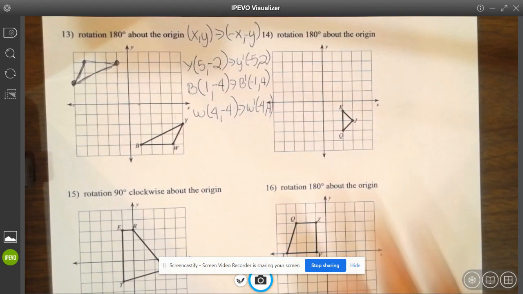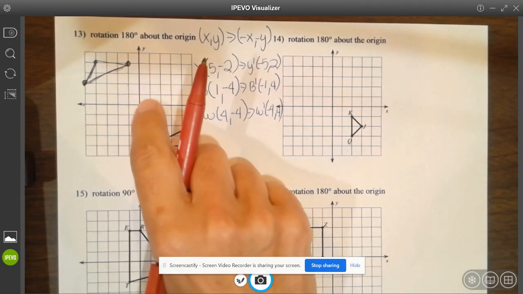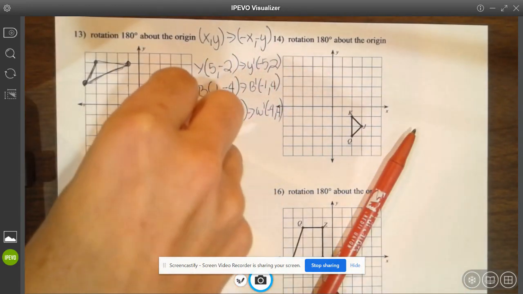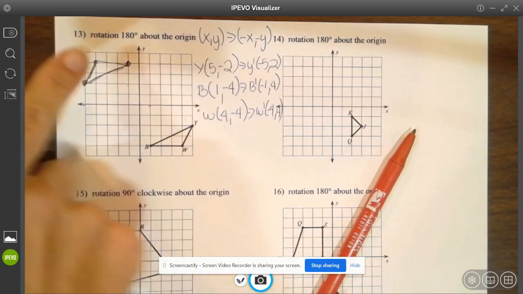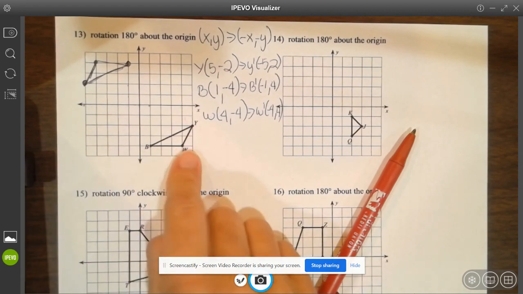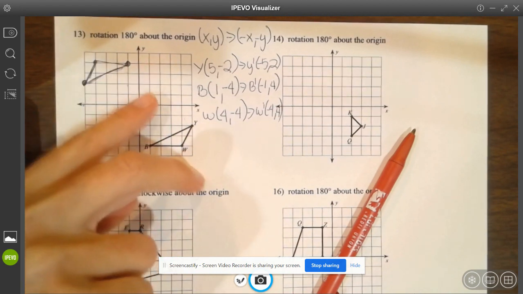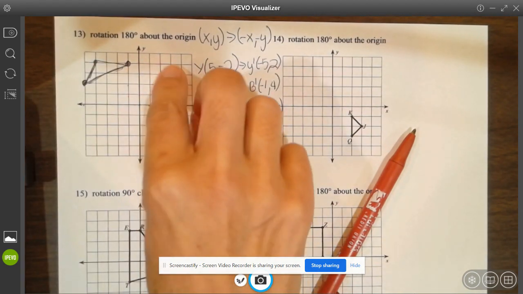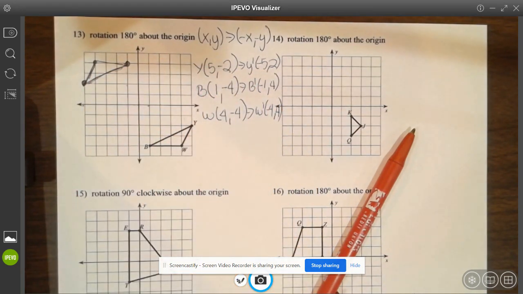Now notice that it looks like a flip about the origin, which is nice. It's a reflection about the origin. Also notice that it turned twice. So one turn is 90 degrees, two turns is 180, three turns is 270, and one whole turn around is 360. So a 180 is a flip.